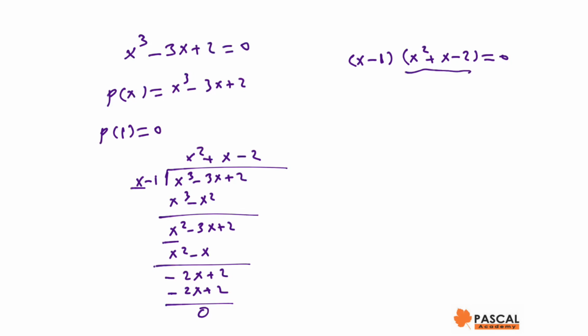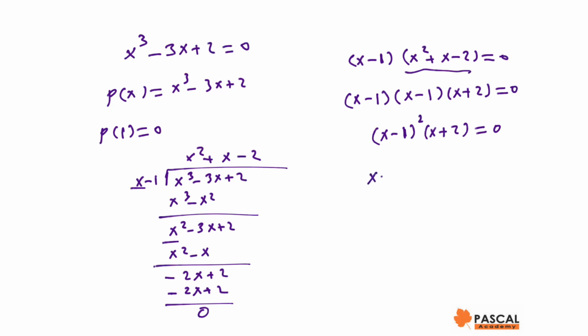x^2 + x - 2 is a quadratic trinomial that can be factored as (x - 1) times (x + 2). Sum is 1, product is -2. Therefore, our equation is (x - 1)^2 times (x + 2) = 0. It has a double root, a root with multiplicity 2, at 1, and a simple root at -2.